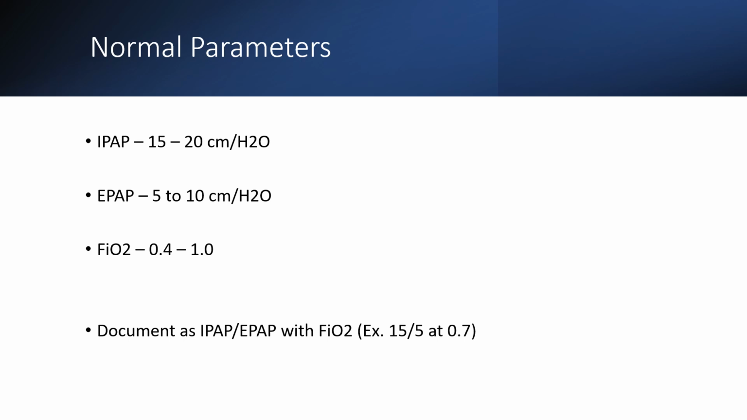One other thing to note is I will rarely, if ever, go above 20 with my IPAP. Once you get above that, you start to worry about opening the lower esophageal sphincter and causing gastric insufflation, so we'll avoid that in most cases. Remember too, kind of a universal, when you're reporting your BiPAP settings, you typically report it as an IPAP over your EPAP at your FiO2. So my standard jumping-off point might be 15/5 at 0.7 or 70%, and that's how I would report that. That should be universally understood.